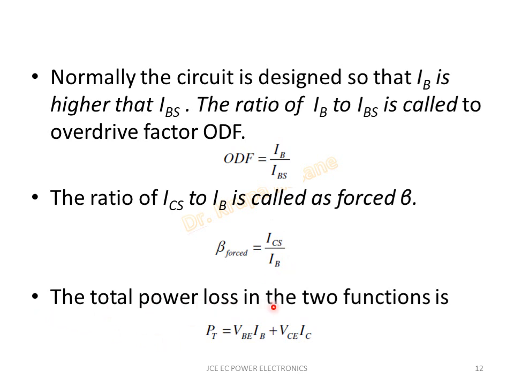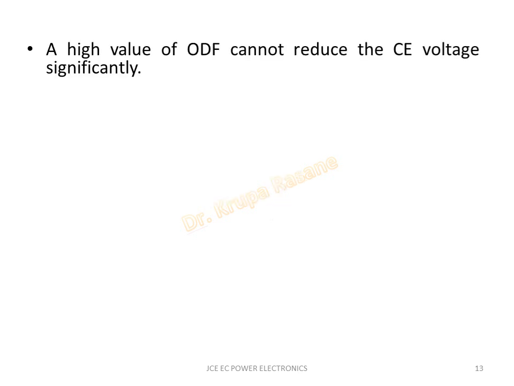And the total power loss is nothing but the loss across the two junctions, and we will say PT equal to voltage drop VBE into IB plus VCE into IC. So the voltages of the two junctions and the corresponding currents flowing through them will contribute to the power loss. So the higher value of ODF cannot reduce the CE voltage significantly.